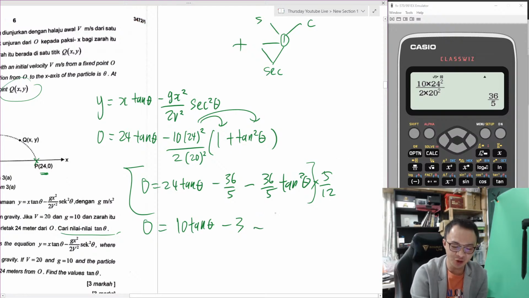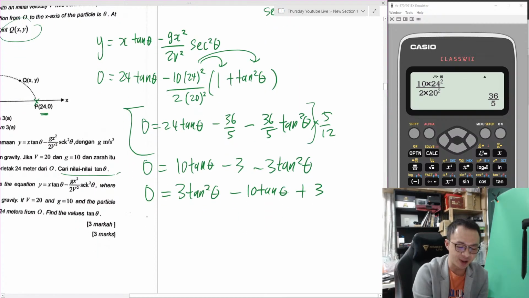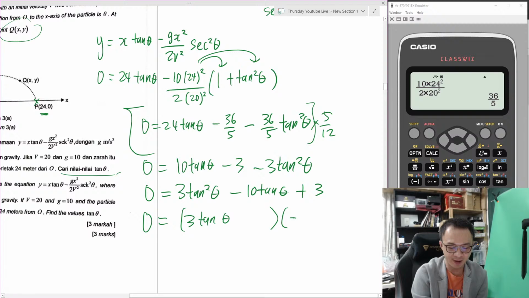Okay, so here should be minus 3 tangent square theta. Make it positive. So multiply negative for whole equation. Tangent square theta minus 10 tangent theta plus 3 equals 0. Then I will just solve this one. Like 3 tangent theta, tangent theta. So here should be 3 and 1 minus for both. Then I have tangent theta equals to 1 over 3. Then tangent theta equals to 3.